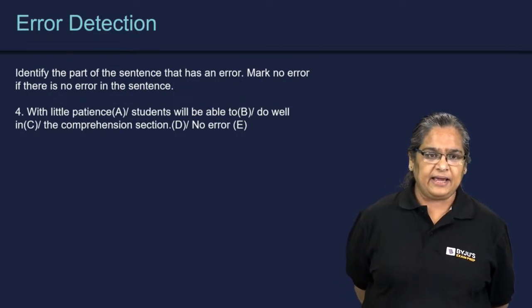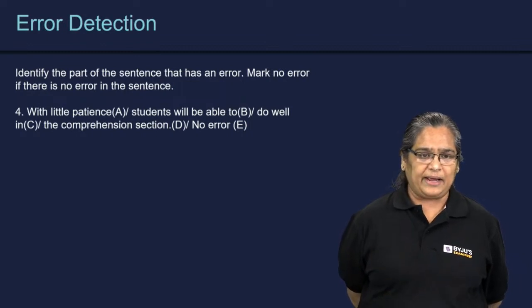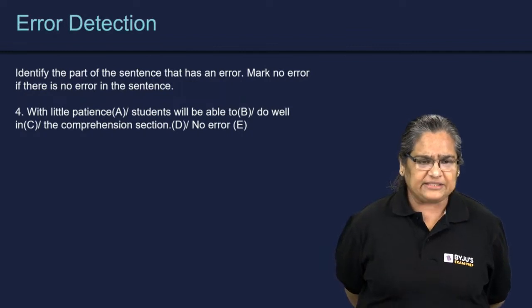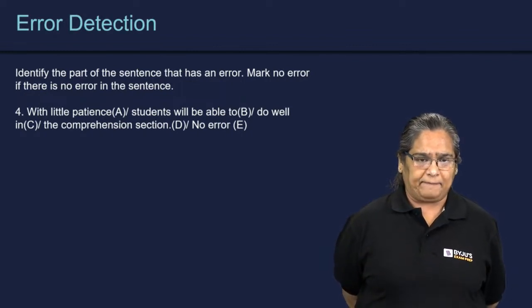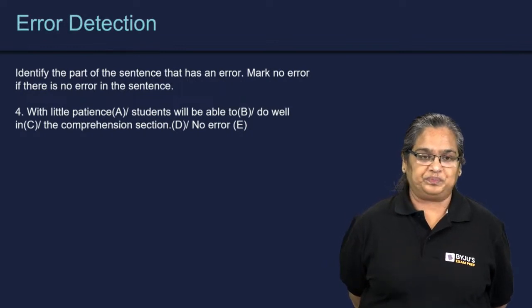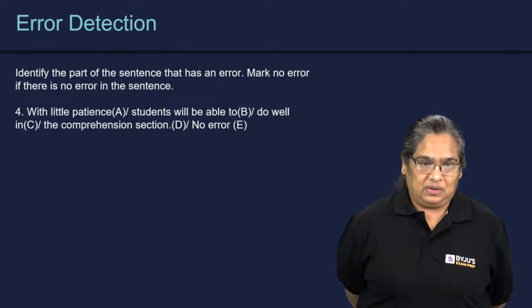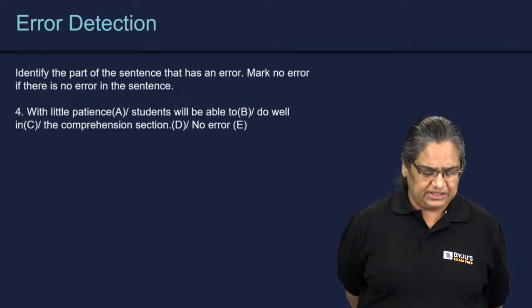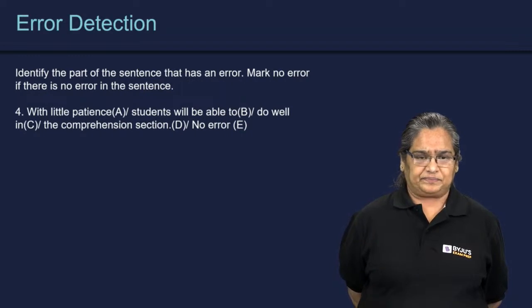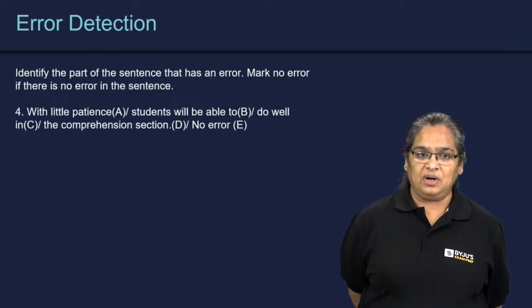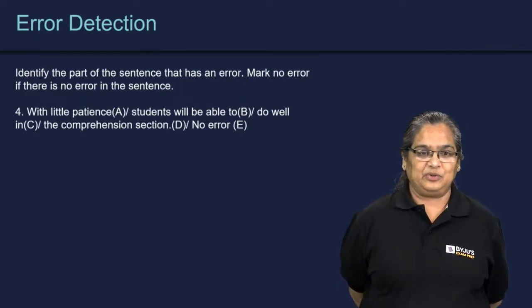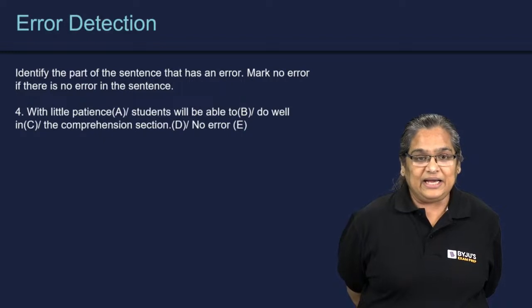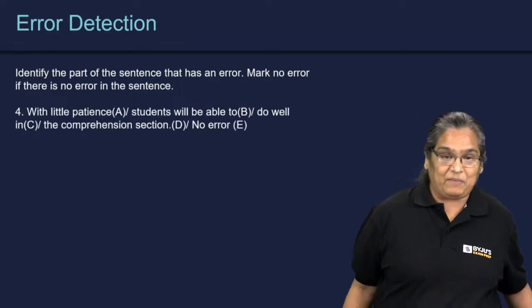Ujjwal thinks it's A, Anjila thinks it's A. Why? Do others agree with it? Oh, everyone seems to be. All the answers think A so far. Why? What's wrong with 4? Vivek thinks there is no error. What is wrong with A? Why do you feel there's something wrong with A? Little patience is wrong. Anjali thinks there is no error. This is a very, yes, Ujjwal came up with the right answer.